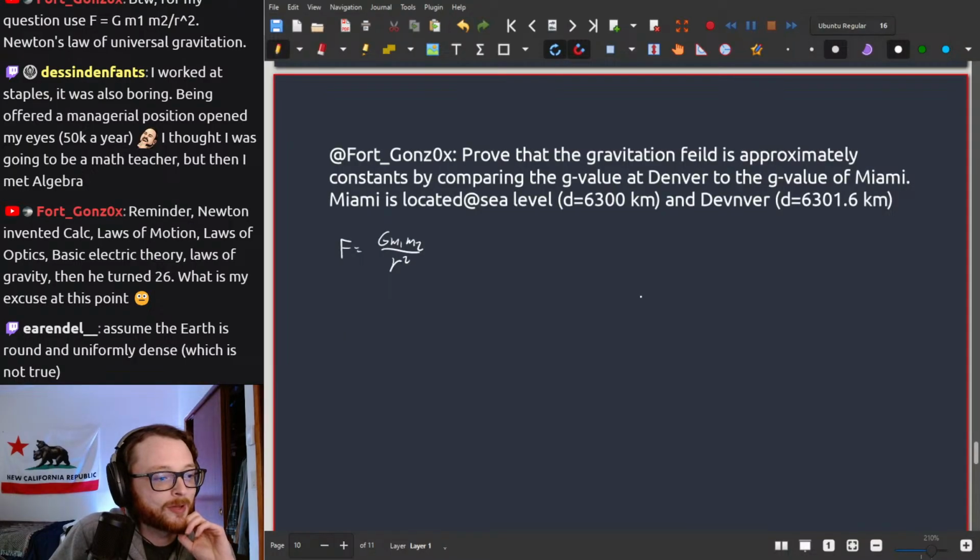Newton invented calculus and the motion laws, then he turned 26? Damn, that's... I mean, Newton's one of the smartest people of all time, though. You probably shouldn't compare yourself to him. The Earth is round and uniformly dense. Oh, that's true, Yarndell. Yeah, we are doing that here. You worked at Staples, offered a managerial position, opened your eyes. Oh man, 50K. Hopefully it's a low cost of living area if they're only offering that. They're gonna be a math teacher, then you met algebra. And the rest was all history from there.